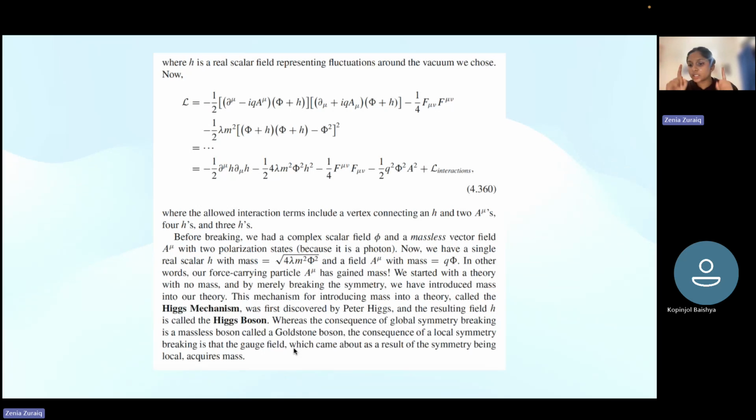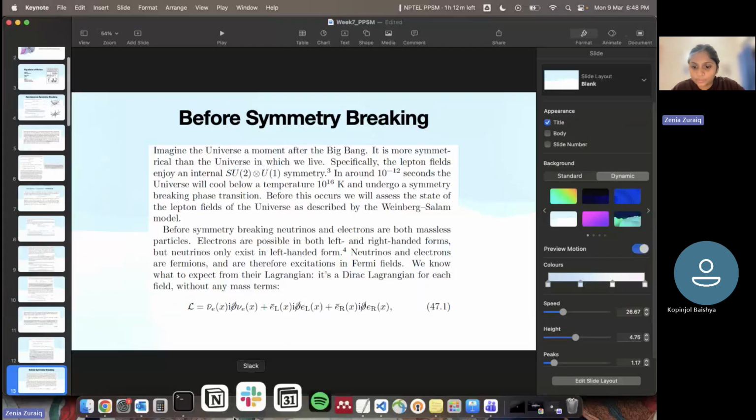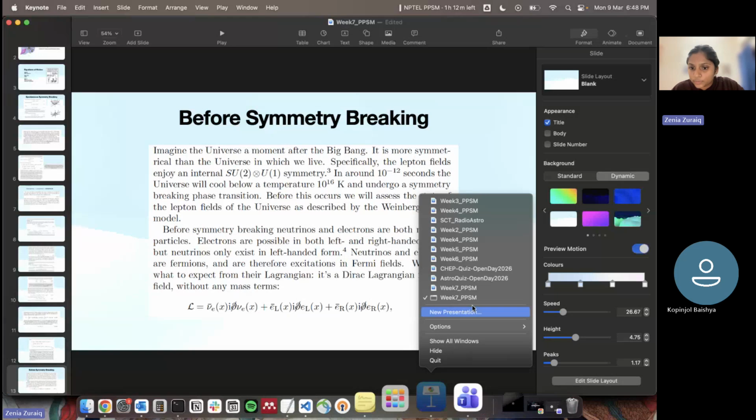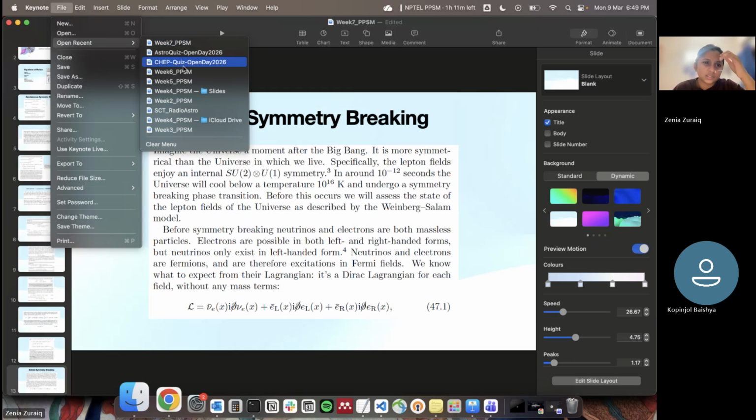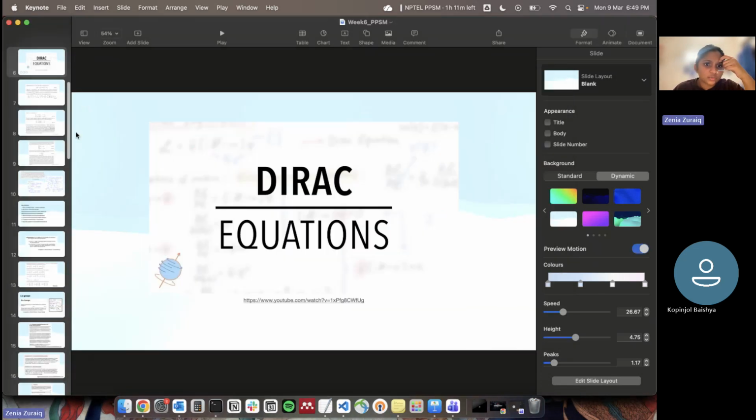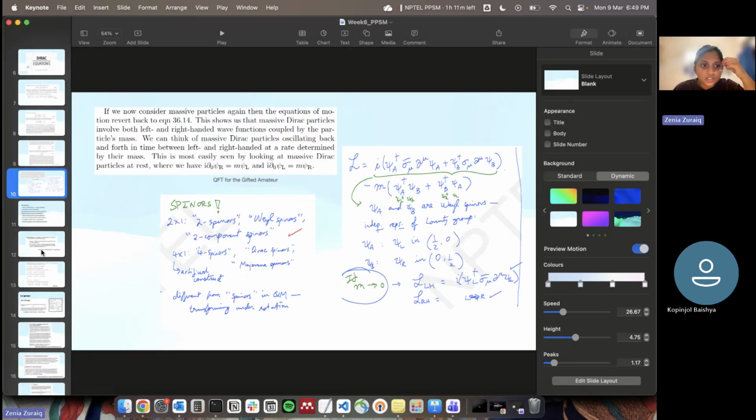And you saw that in the Dirac equation, the mass term mixes the left and right-handed particles, right? So maybe I can just show you. Maybe I don't know if it was okay. I think it was last week. I don't remember. Dirac equations.